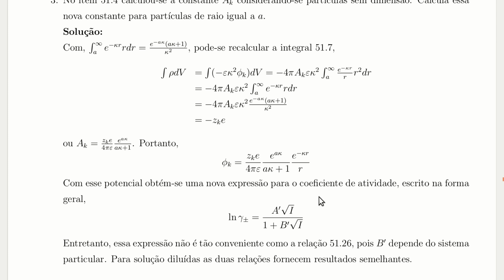And therefore, although this expression can be more precise, even for more concentrated solutions, it's not very appropriate, because it will depend on the property of the particle, the size of the particle. We are not going to use it here, instead using only the expression for b prime equals 0.